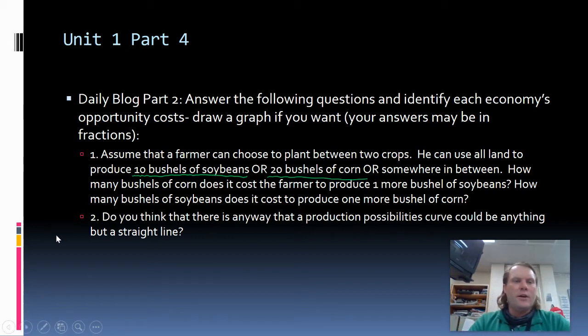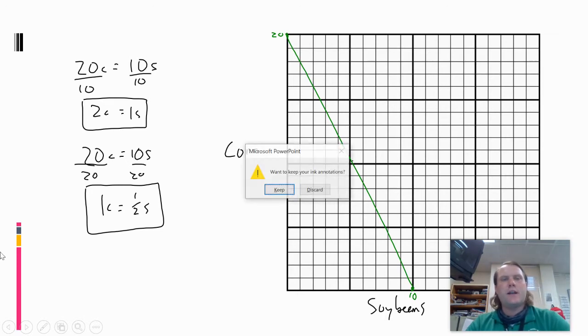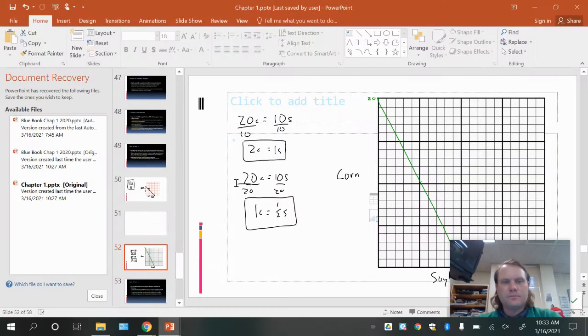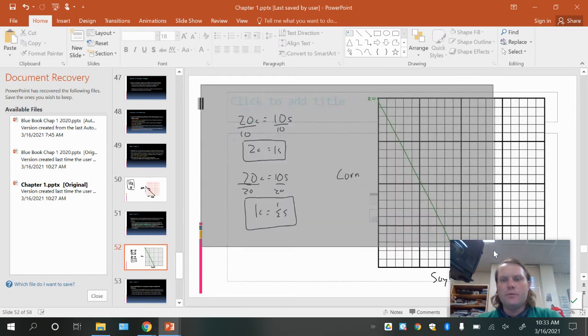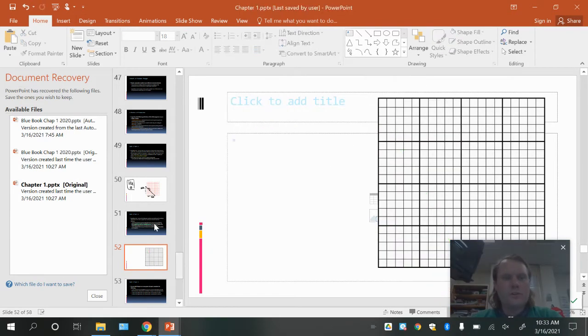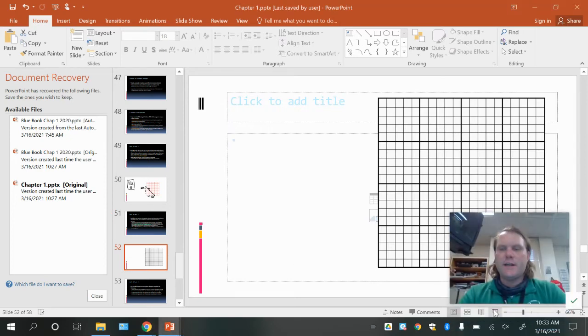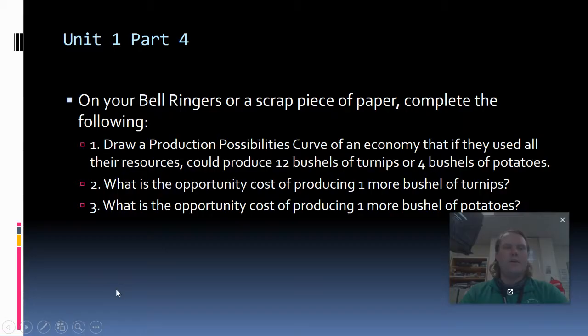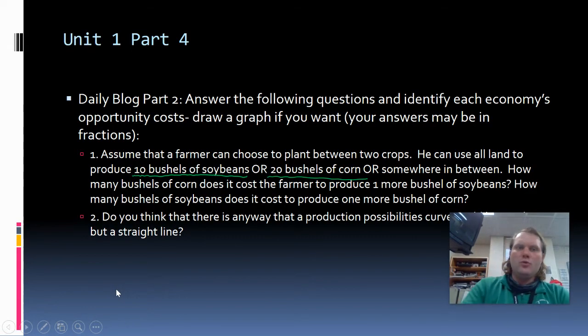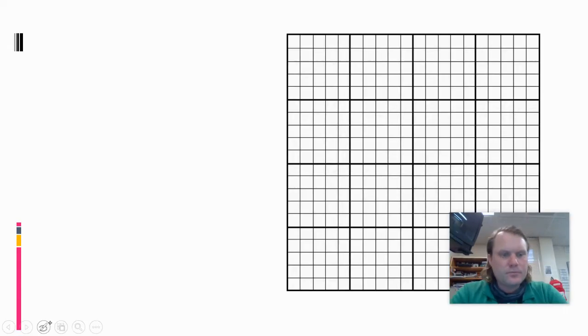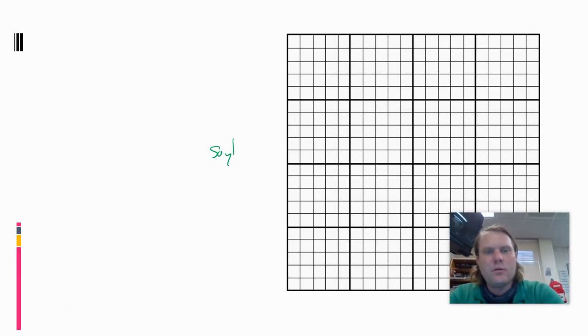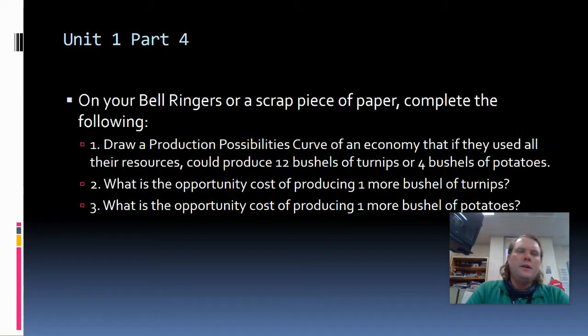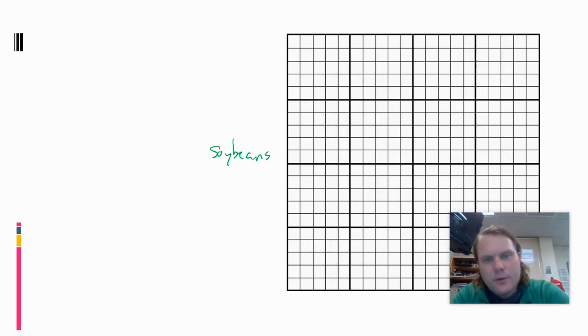Okay, we're going to get started here. We're just going to kind of describe what's going on as we go. So if we're trying to say this, let's just say that a farmer uses his entire field to grow soybeans. He uses that entire field to grow soybeans. We'll put them up here. He can produce 10 bushels. All right, so I'm just going to put a point for number 10 right there.